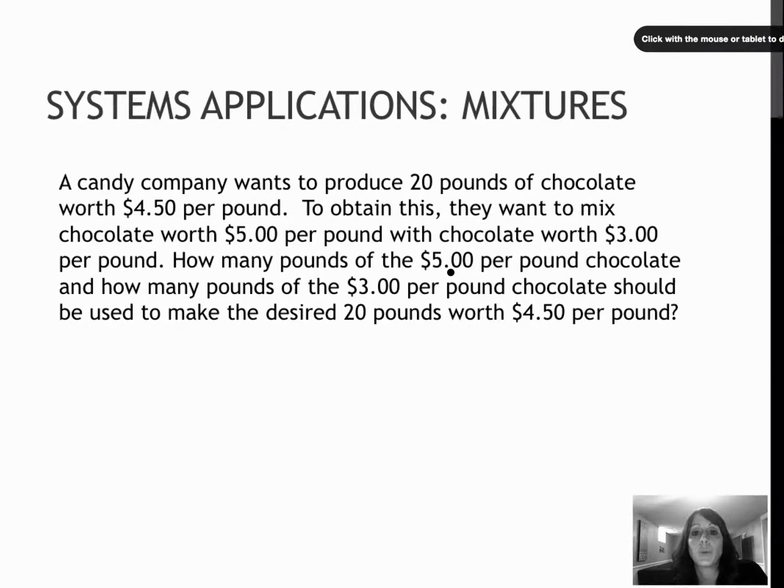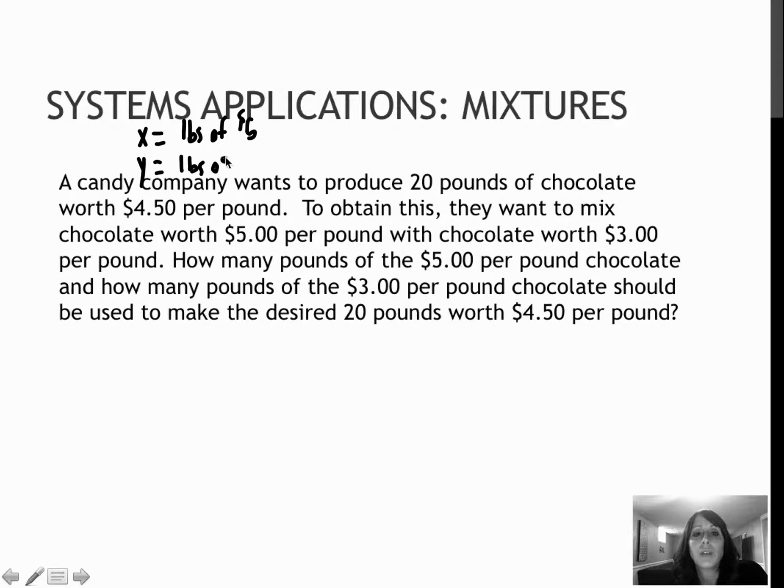Very similar question on this one. This one's dealing with chocolate, one of my favorite things. Again, I'm going to let X represent, in this case, the number of pounds of the $5 per pound chocolate, and Y represent the number of pounds of the $3 per pound chocolate. And again, you can create a table if you want, but you don't have to. The two things we know are the number of pounds and of course the cost. So that's going to represent my two equations. I've got the $5 chocolate and I've got the $3 chocolate and I've got the total.